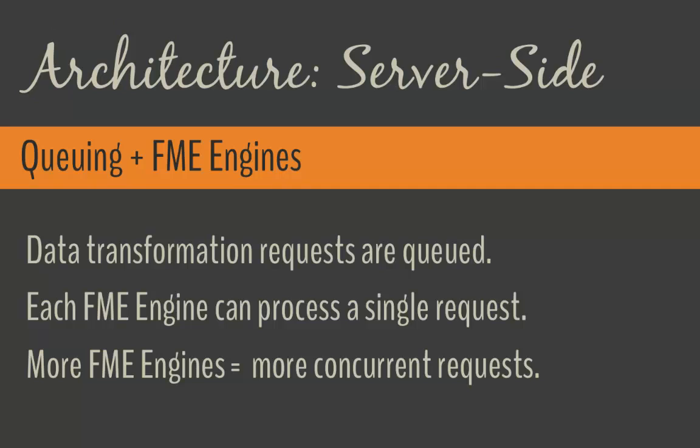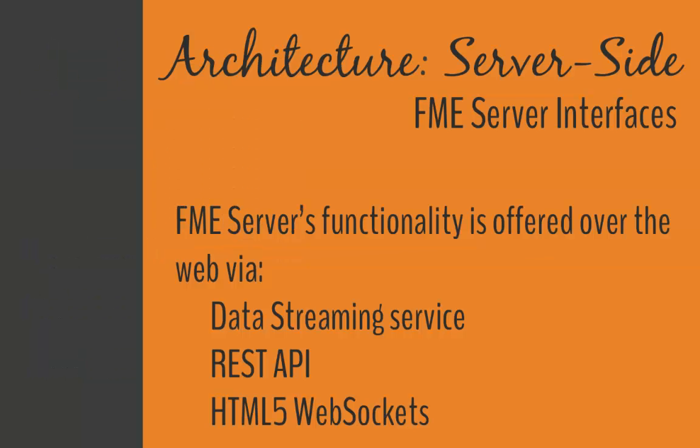What if I have, say, 10 FME engines? It's 10 jobs, 10 requests. And that's concurrent at the same time? Yeah, it just pulls them all from the queue at once. There you go. And so that's how it works. If you only have one engine and you send 10 jobs, they'll be queued.